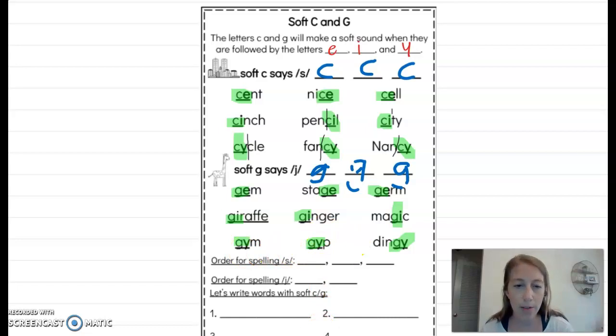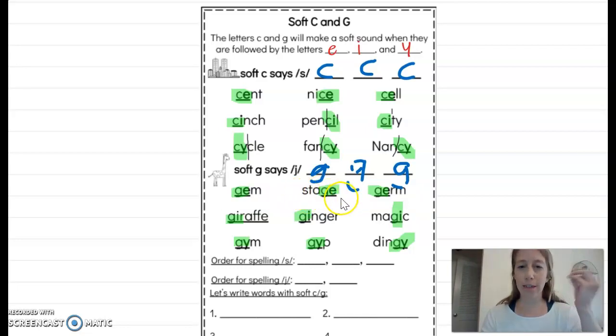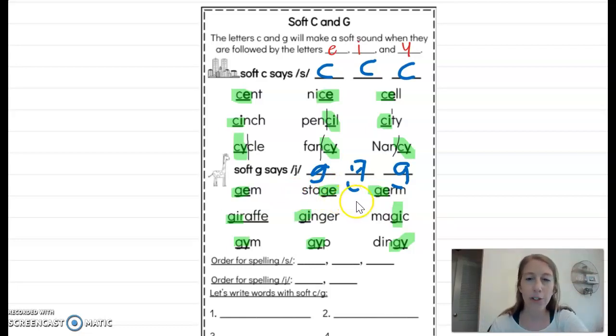So let's go ahead and practice reading some of these. Our first word, gem. Gem is like on a ring, maybe a certain diamond or piece of jewelry, a gemstone. Okay, so again, we have a magic E also making this G say J. The A will say its name, stage, stage. Performers are on the stage.